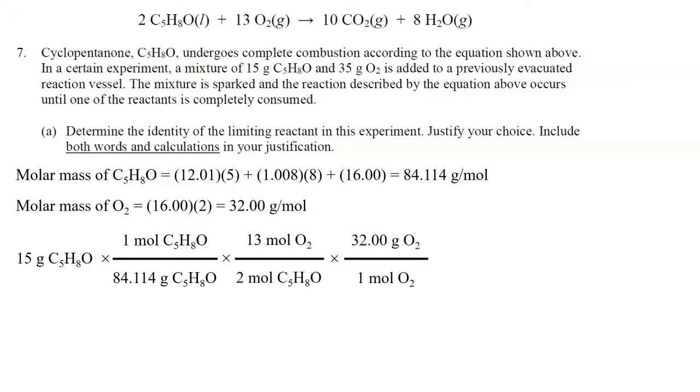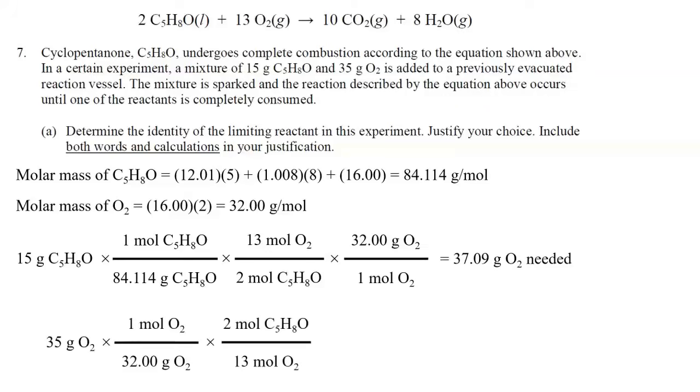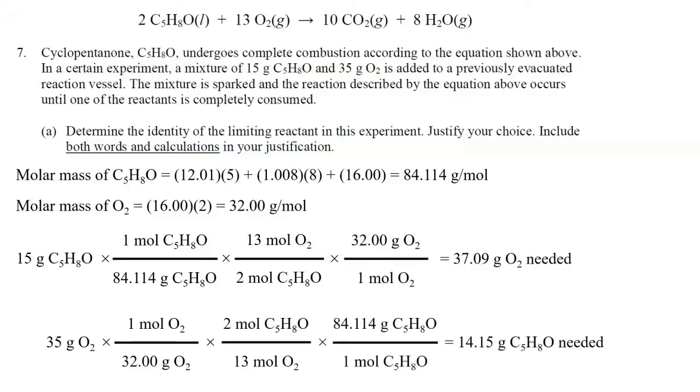We have 15 grams of cyclopentanone, so first I will convert from grams to moles of cyclopentanone, then using the coefficients from the balanced chemical equation, we'll convert from moles of cyclopentanone to moles of oxygen, and then to grams of oxygen using the molar mass. And if we do this math, we get 37.09 grams of O2 is needed to react with all of the cyclopentanone. And if we go the other way, starting with 35 grams of O2, again, first grams to moles, then from moles of O2 to moles of cyclopentanone, and then finally to grams of that chemical, we get 14.15 grams of cyclopentanone is needed.